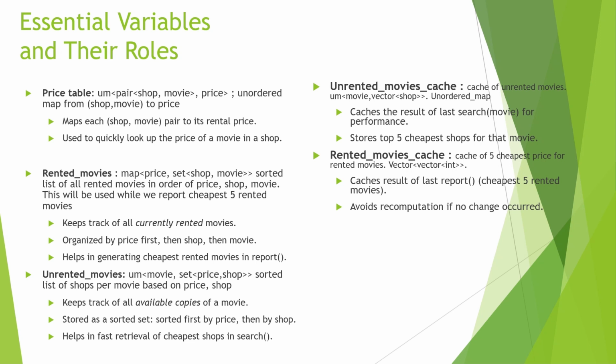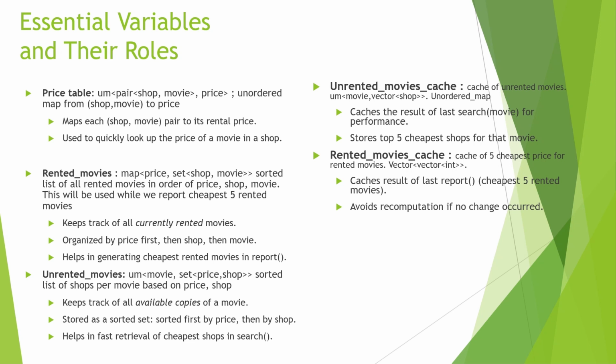Similarly, we'll maintain a rented movie cache. So the rented movie cache would be helpful to efficiently generate the report. So let's say I generate the report now and there happens no change to the rented movies, and I ask for the report again. So there is no change at all, right? So we can safely store the result of the report now, and after some time, if there happens no change, we can return it again. So to store that report, we'll use the variable rented movie cache, which caches the result of the last report, which is the cheapest 5 rented movies, and basically it helps to avoid recomputation if no change occurs.